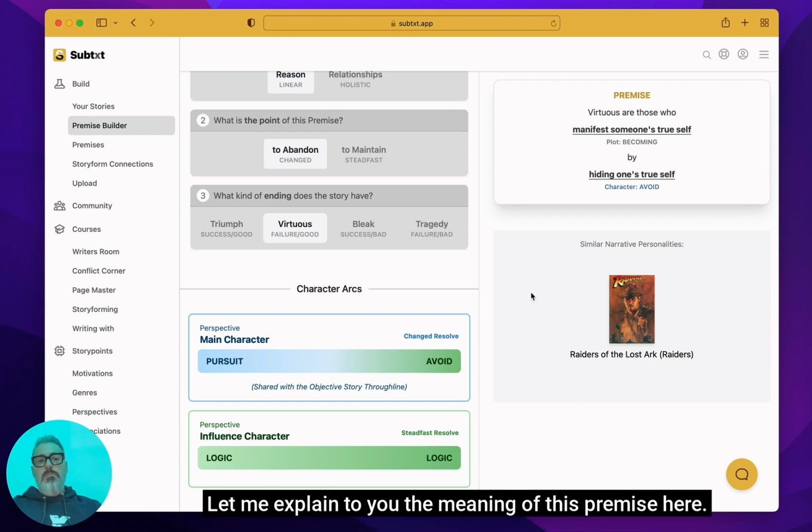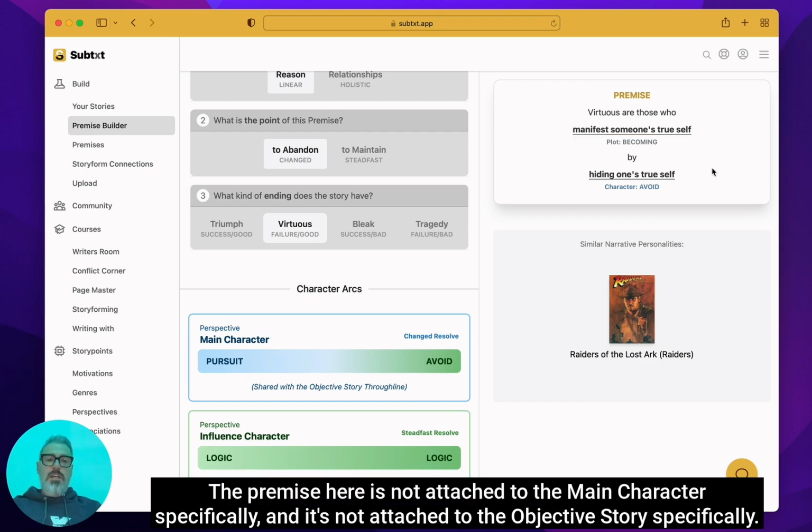Let me explain to you the meaning of this premise here. The premise here is not attached to the main character specifically, and it's not attached to the objective story specifically.